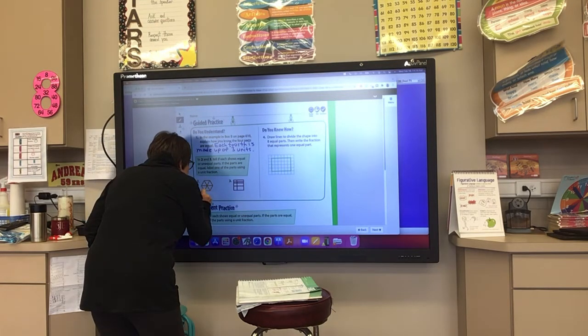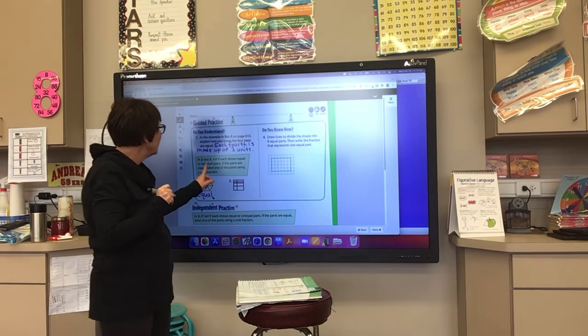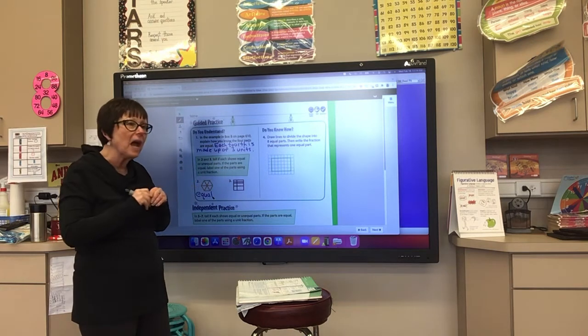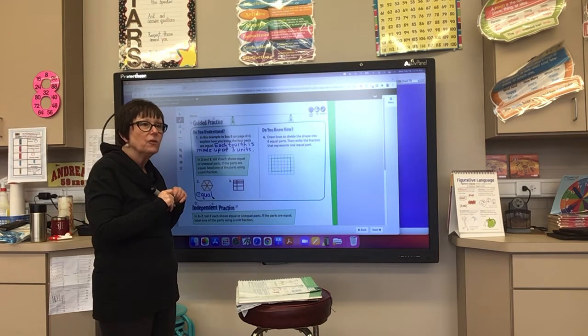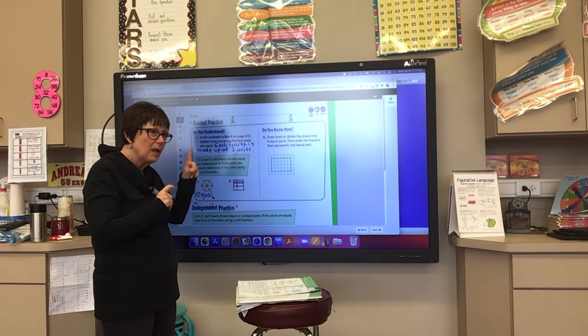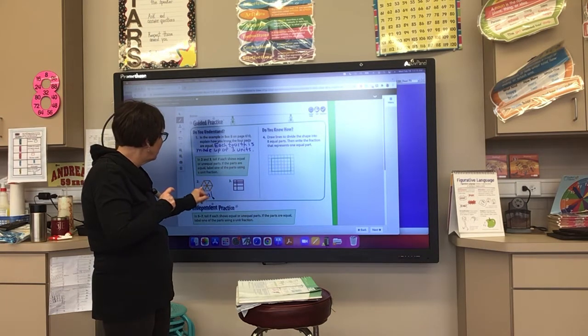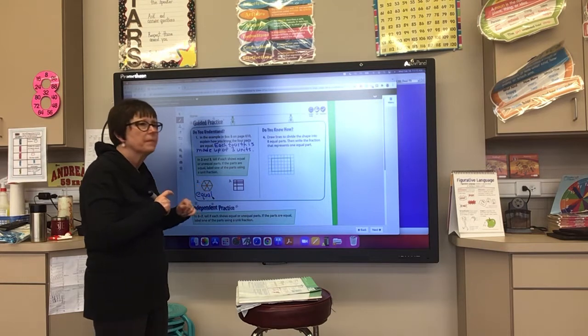So we're going to write that they're equal. And then we're going to label the parts using a unit fraction. So a unit fraction always has what? A 1, and then we count how many we have in the total, how many pieces there are. What is it?